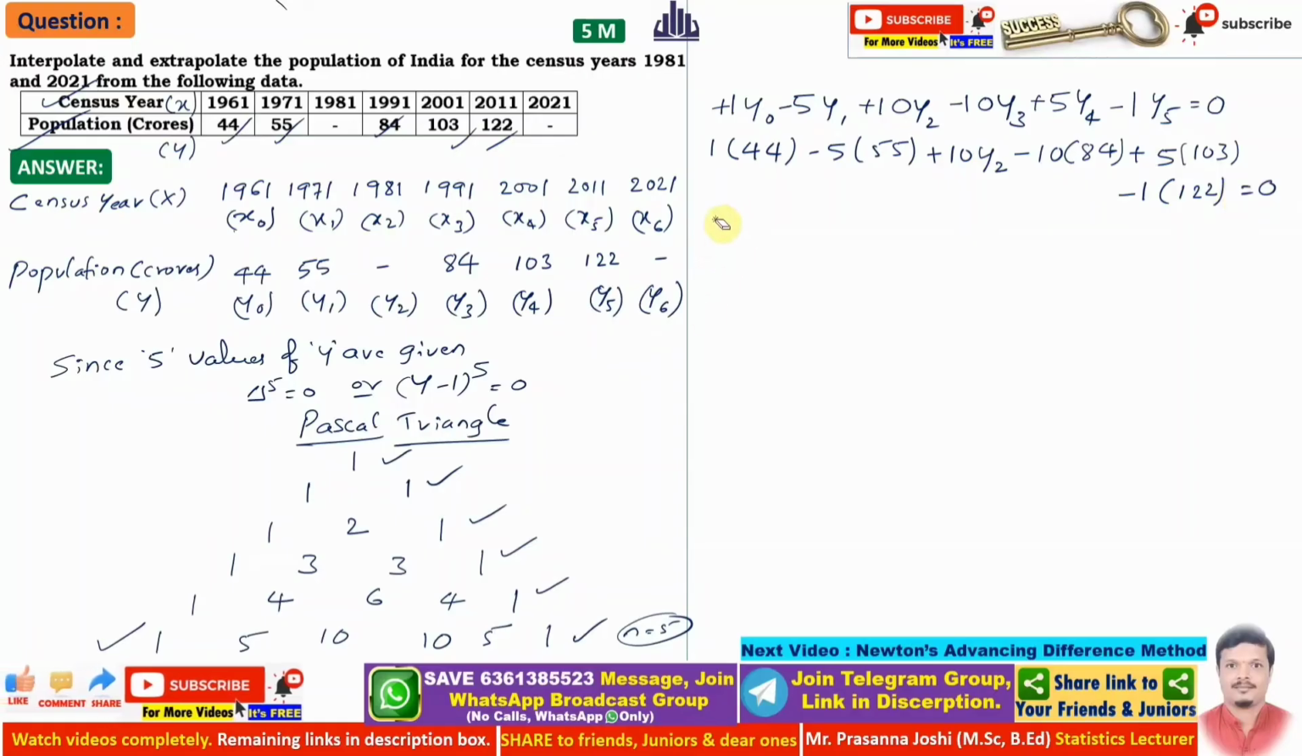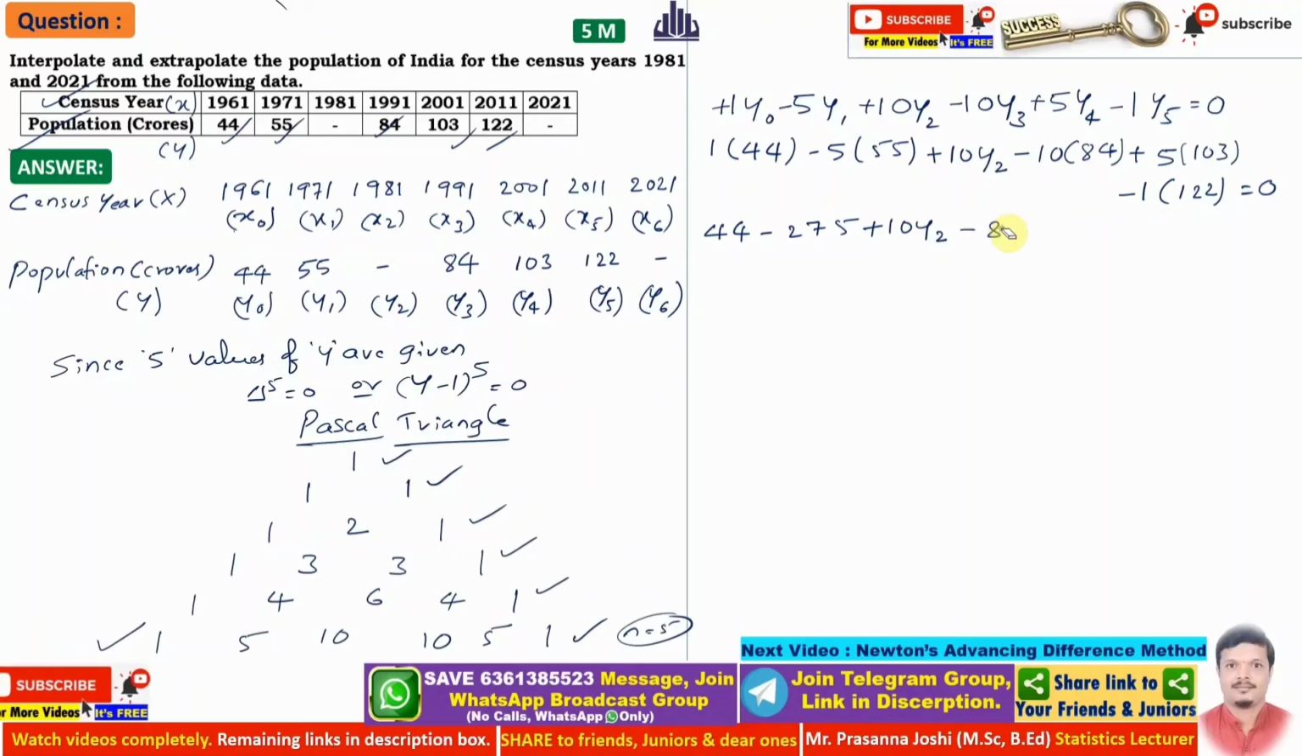equals 0. 44 multiplied by 1, that is 44, minus 55 multiplied by 5, it is 275, plus 10 y2 as it is, because y2 we have to calculate, minus 10 into 84, that is 840, plus 103 into 5, 515, minus 122 multiplied by 1, is 122, is equal to 0.